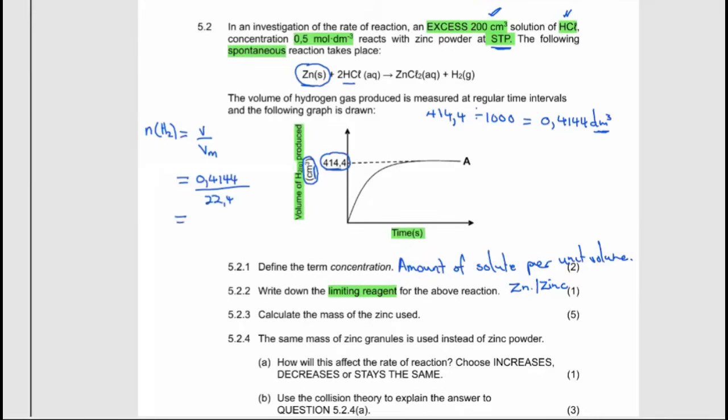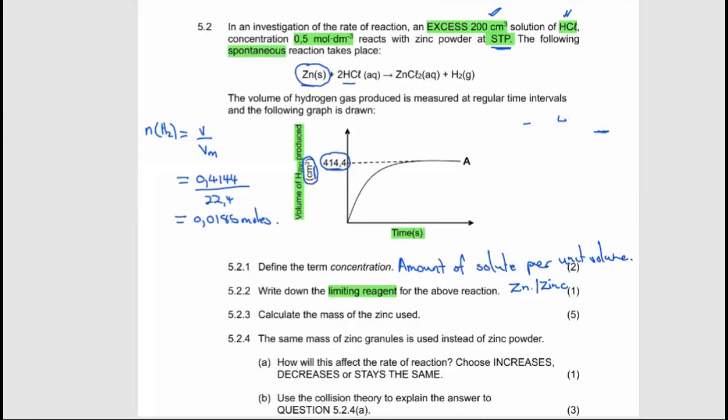So if I do the math there, it's going to give me a value of 0,0185 moles. So these are the moles that I'm having in terms of the hydrogen. Then allow me to erase this other part at the top. Then after this, I'm supposed to use the mole ratio to calculate the one for zinc.